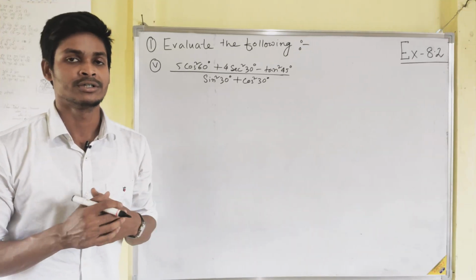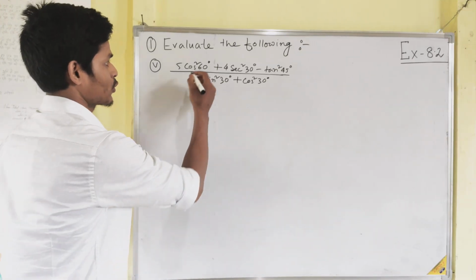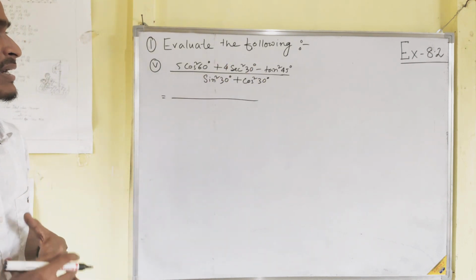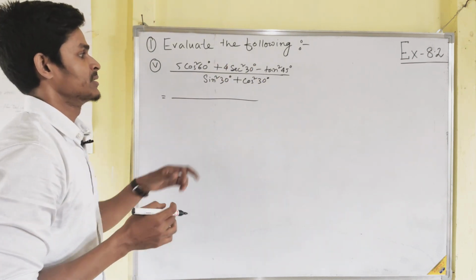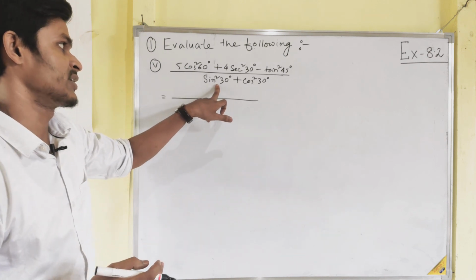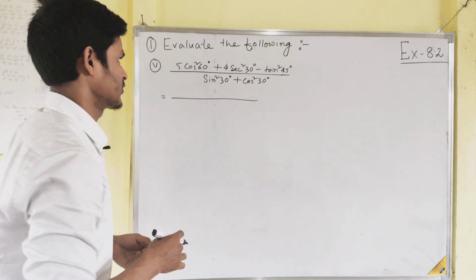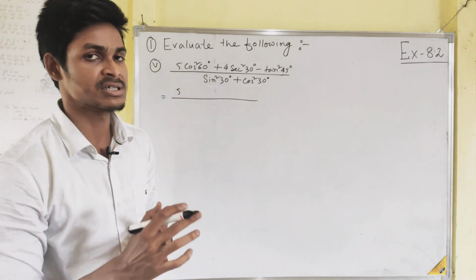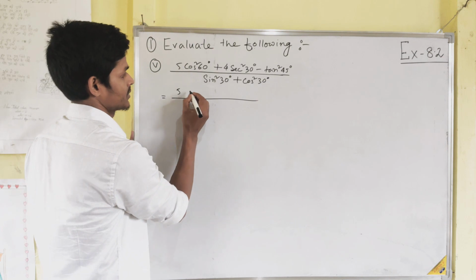Okay. So now number 5. 5 cos square 60 degree plus 4 sec square 30 degree minus tan square 45 degree by sin square 30 degree plus cos square 30 degree. The first cos square 60 degree. So you put the value of cos 60. Cos 60 is 1 by 2, that is half.